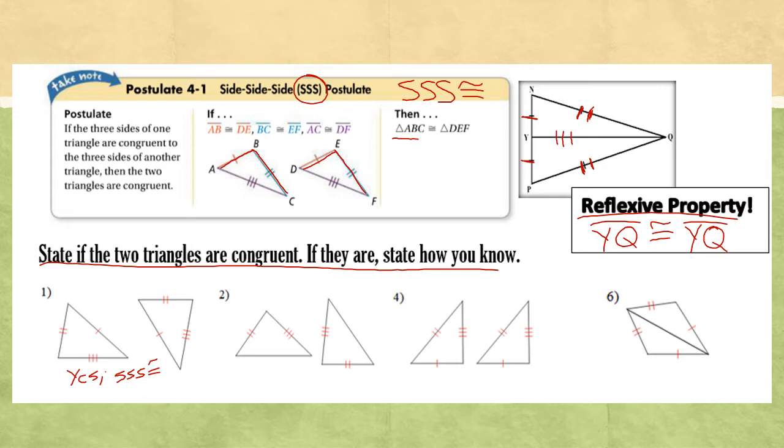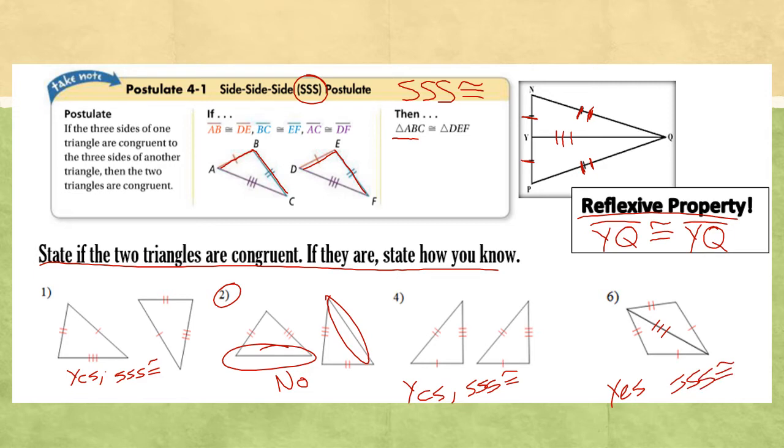For number two, what you've got to be careful with is I know our example only had 2 marked, but the picture actually had them sharing a side. This number 2 doesn't have this side being shared. So this is a big fat no because we don't have enough information here. Okay. On here, we have a single, double, and a triple on 4. So it's yes, side, side, side congruence. And then number 6, again, you can use reflexive property to put a triple mark there. So it's yes by side, side, side congruence.